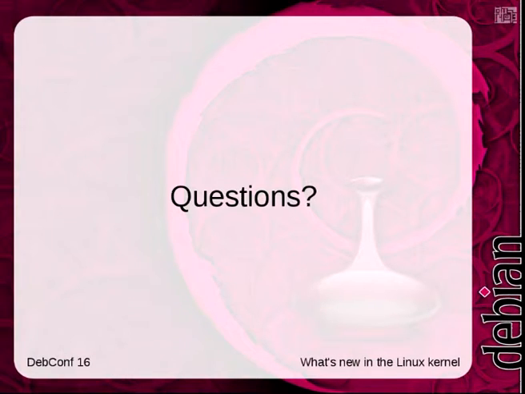Any questions? Microphone. Hello. I missed the beginning, so I don't know if you had a word on that, but they need initramfs tools. What are the plans for this, or moving into Dracut or keeping those? What's the future of that?